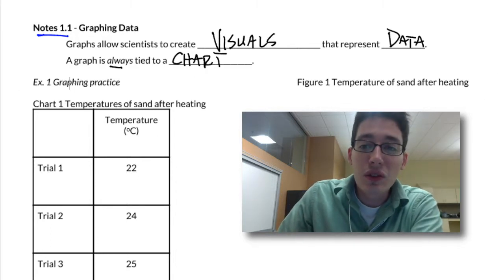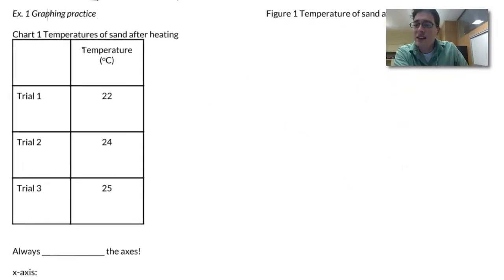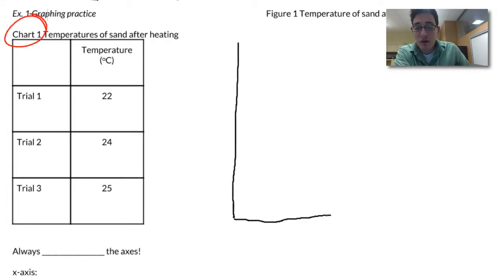So let's take a look at a practice question right off the bat. We're going to be looking at temperatures of sand after heating. Now this is a chart, and we can see that two different ways. First, because I told you it's chart one. Also, charts are just rows and columns, and they're kind of boring to look at. That's why we turn them into graphs. So I actually need to draw my axes in here, and yours are probably already on your sheet, but if they're not, go ahead and draw them. And I'm not using a ruler. That's why I have a wavy line down here, so do not worry about my wavy line.